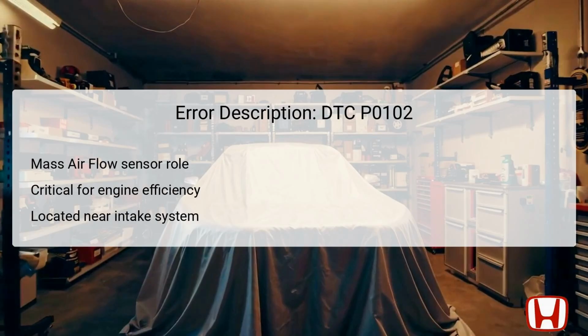If the MAF sensor detects an airflow that is too low to meet engine requirements, it could trigger a low voltage reading, hence the P0102 code. This can result in a rich or lean air-fuel mixture, leading to engine performance issues such as stalling or poor acceleration. Diagnosing and resolving this issue is vital for the overall efficiency of the engine.